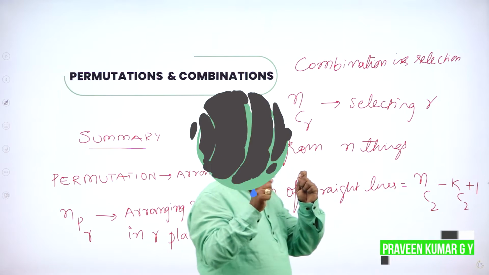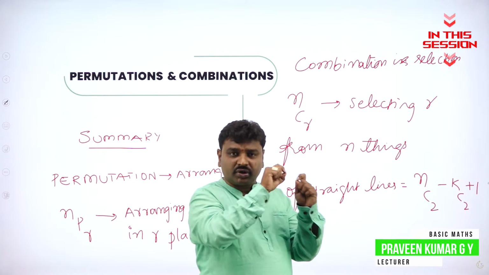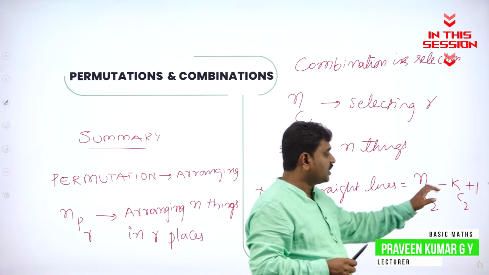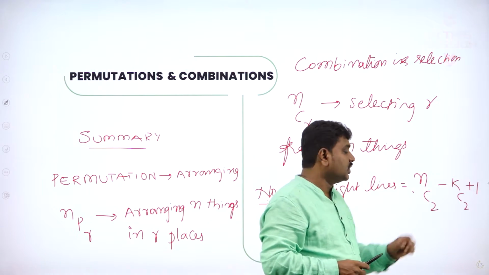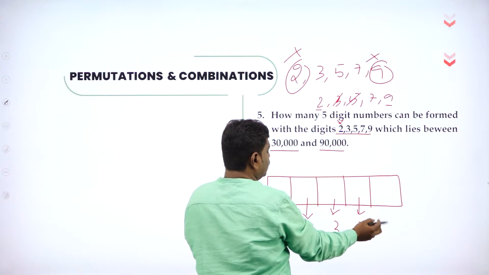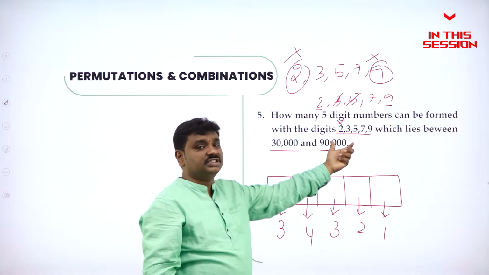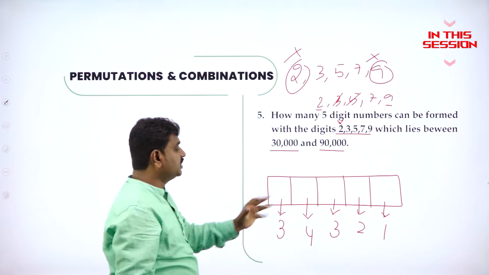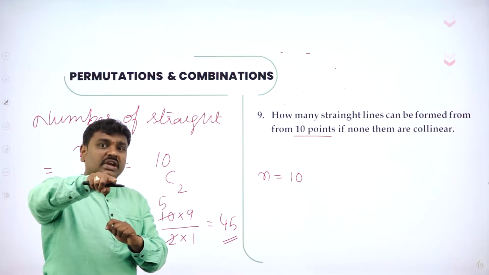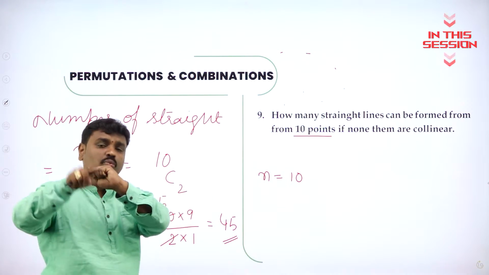So combine 2 points to form a straight line. Minimum 2 points are required to draw a straight line. In that, if they are collinear, remove it and add 1. If there is restriction, here again you can fill 2 ways. Left out digit. See, they want you to form the numbers within these digits. So once you use the digits, you can add. If you have collinear, then it will become NC2 minus KC2 plus 1.